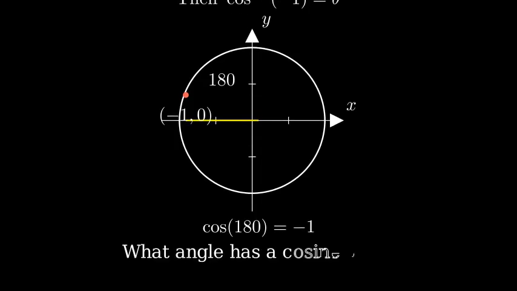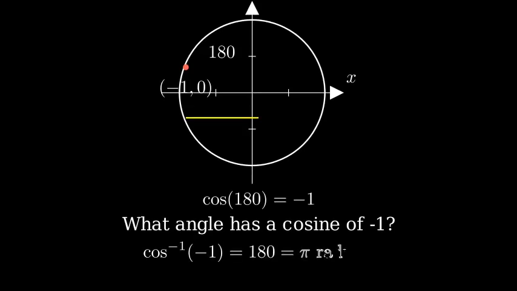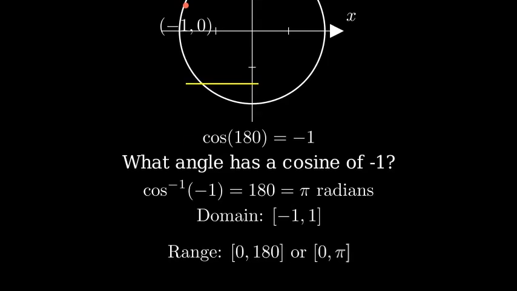Therefore, when we take the inverse cosine of -1, we're asking, what angle has a cosine of -1? And we can now see that this angle is 180 degrees, or pi radians. It's important to note that the inverse cosine function is only defined for inputs between -1 and 1 inclusive, and it always gives angles between 0 and 180 degrees, or 0 and pi radians.